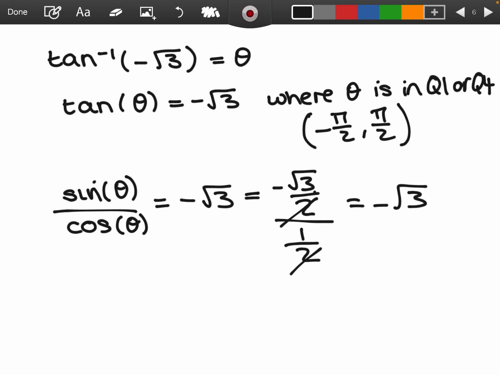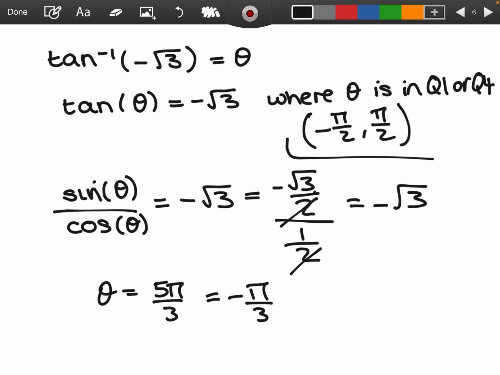I need the theta for which this is true, and it actually turns out to be the theta from our last problem. It ends up being 5 pi over 3, but because we need it inside negative pi over 2 and pi over 2, we're going to subtract 2 pi from that, find that coterminal angle, and it gives me negative pi over 3.